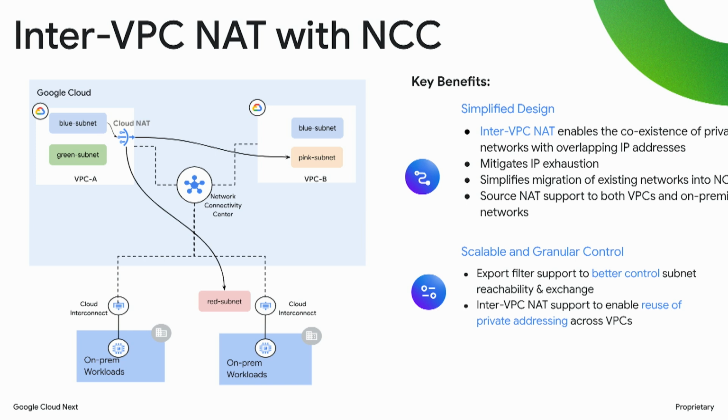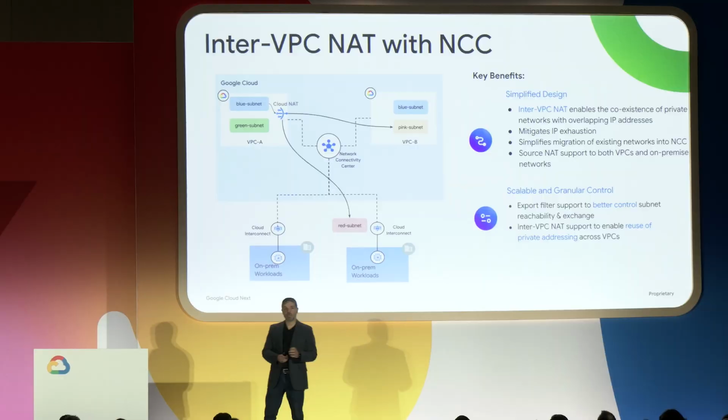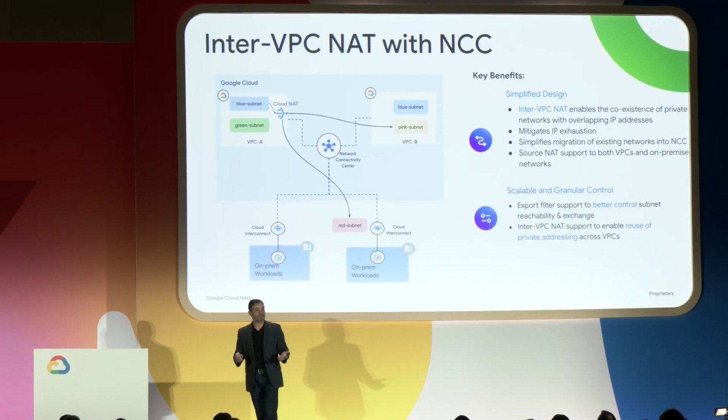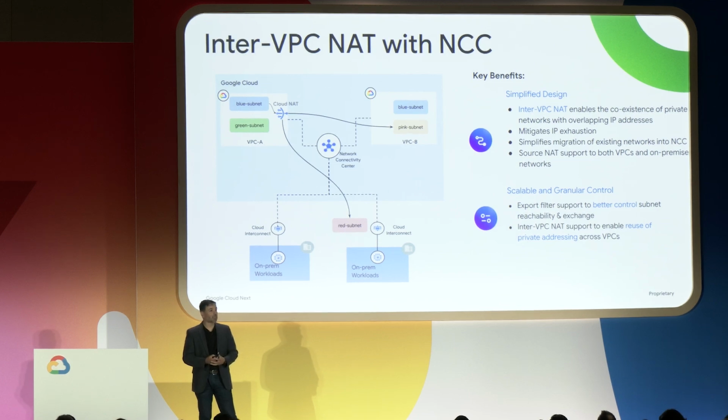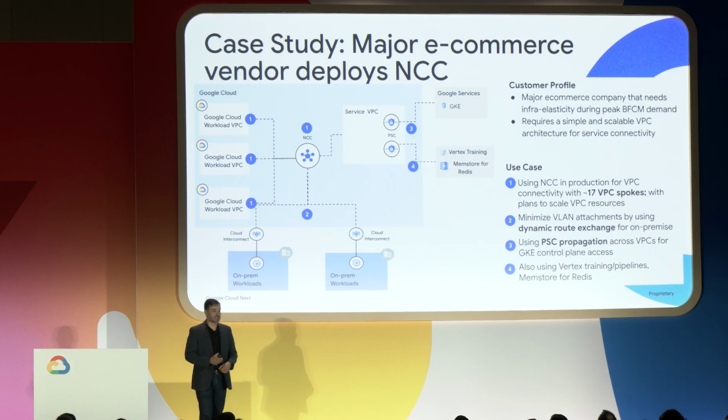With NCC, we enabled inter-VPC NAT between the VPCs, again in a gateway-less fashion, such that customers can deal with IP address exhaustion and simplify their architecture leveraging this. We will continue to improve NCC architecture and build more capabilities on it. But let's look at a few case studies.